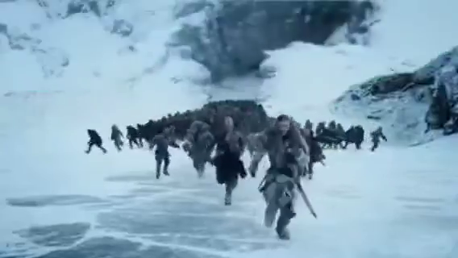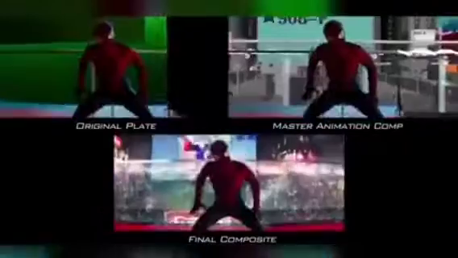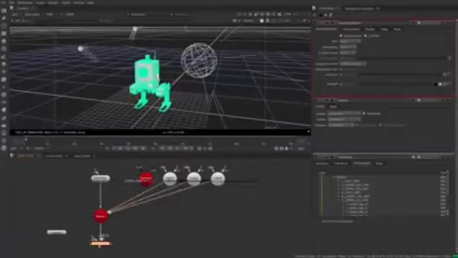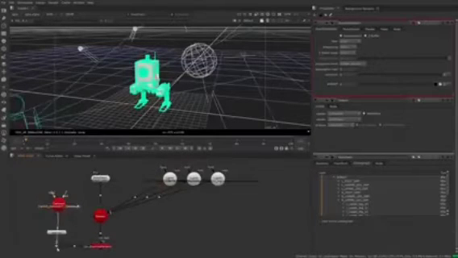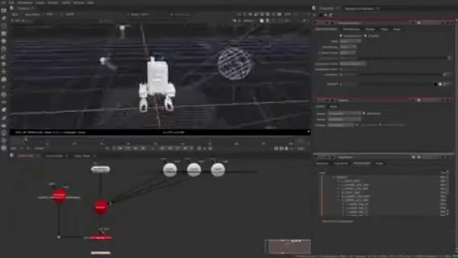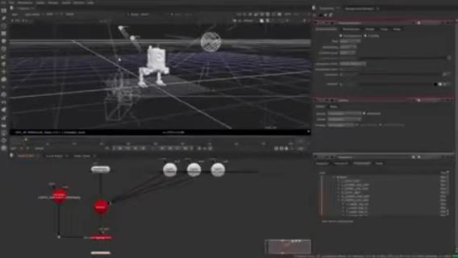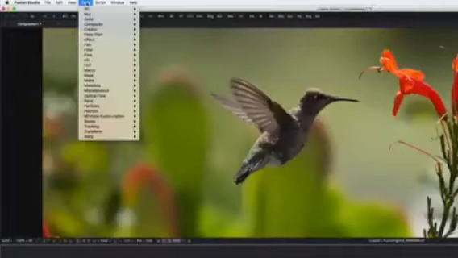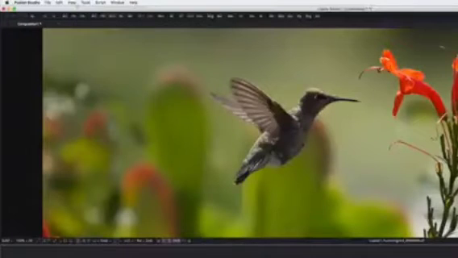Compositors take all the CG components for each department and combine them with matte paintings and live action footage to create the final shot. Nuke by Foundry is the most popular and the most widely used. A similar software is Fusion by Blackmagic Design, but it is far less popular.